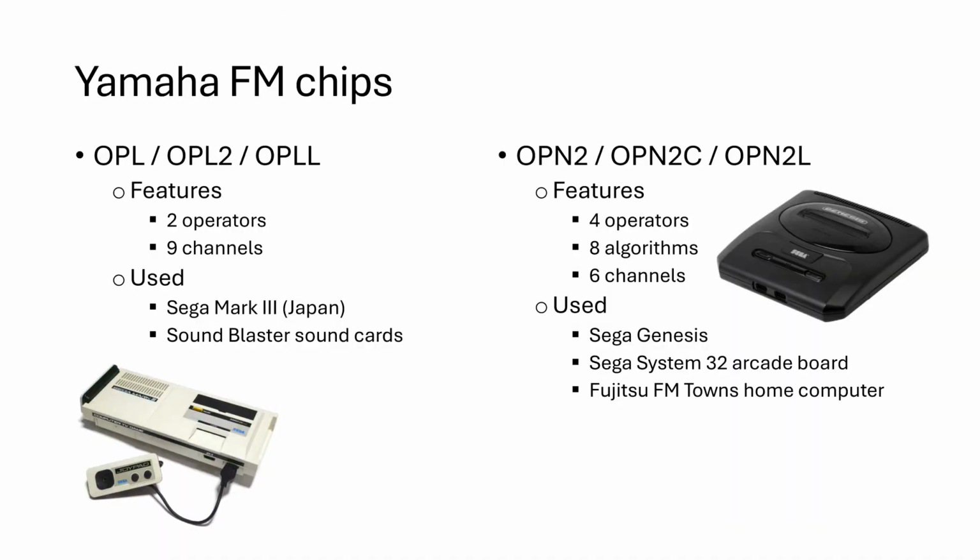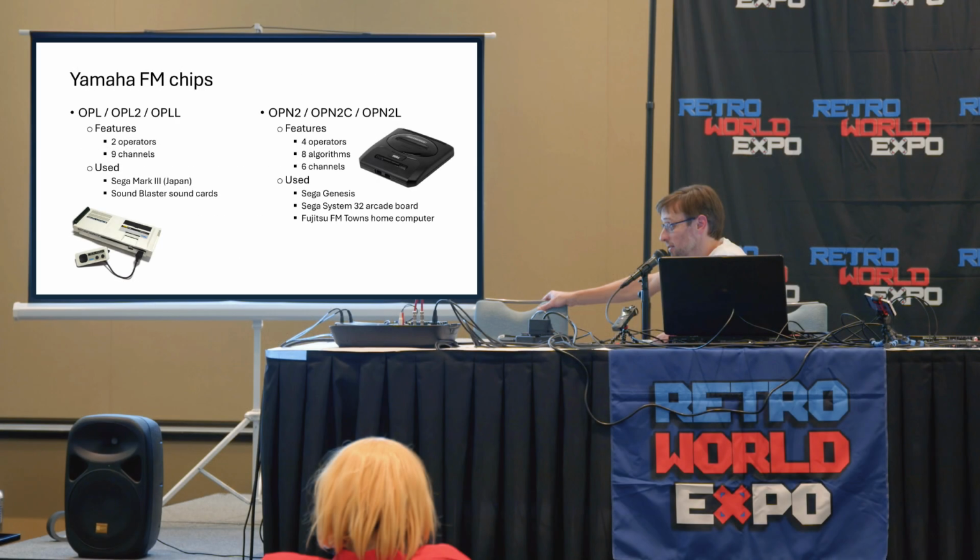And then the Genesis had OPN2, but there were also other OPN variants as well. It's used in the Sega Genesis, definitely FM Towns. I don't know why System 32 is there. I'm not sure that's correct. I have to double check my facts on that, but definitely the Sega Genesis and FM Towns computer.